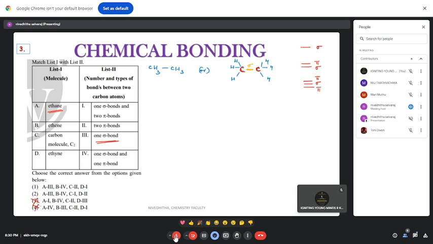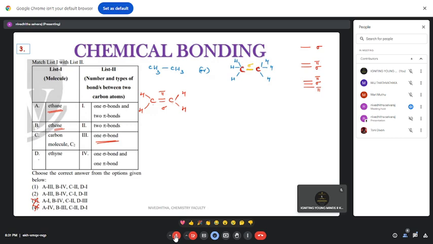Okay. How about the second compound, ethene, which means this is a two carbon system. Since it is ene, there should be a double bond between two carbon atoms, and the rest of the valencies have to be satisfied by the hydrogen atoms. So between these two carbon atoms, we got a double bond. Among the double bond, one is sigma, another one is pi. Now tell me which to be matched. One sigma, one pi. So for B, it is 4, right?